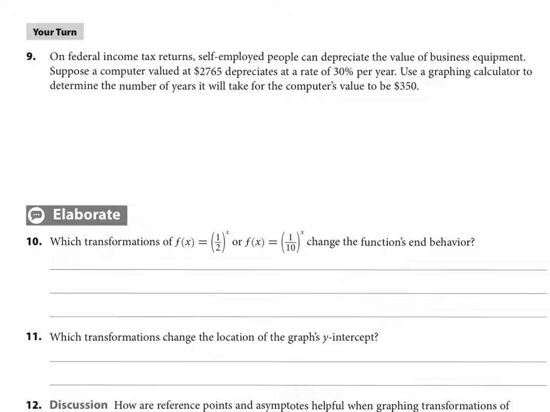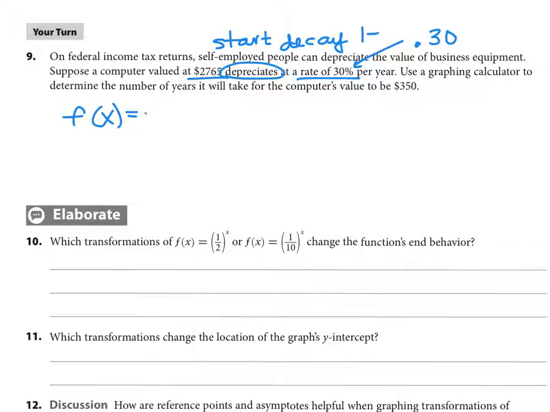All right, here's our last example. We're talking about income tax returns, which makes sense. That's this time of year. So suppose a computer is valued at $2,765. That's going to be my starting value. We're depreciating. That's an example of decay, which means I'm going to want to do 1 minus when I write my function. And it says the rate is 30%. So I want to remember that when I use that rate, I'm going to use 0.30, if I move the decimal twice. So when I go ahead and write my function to begin with, f of x is going to equal 2,765 times 1 minus 0.3, or 0.30 if you want to write that, to the x.